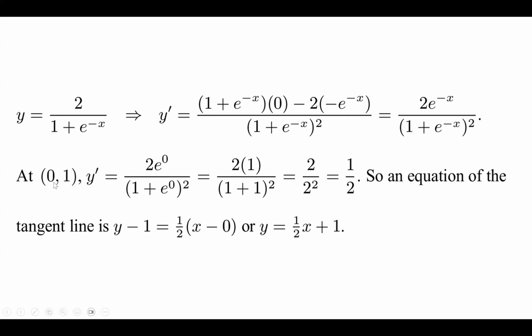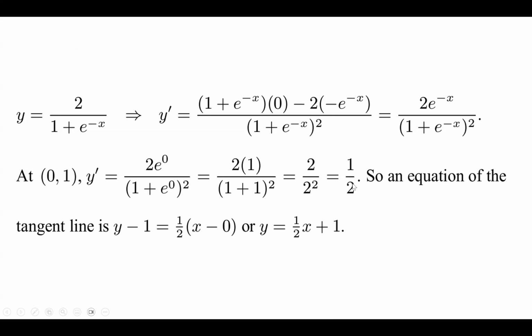Now here we say at 0 and 1, here we are going to substitute, which means the value for x is 0. So here we have 0 here, 0 here, and when we solve this problem, we get half. So an equation of the tangent line is y minus 1 equal to half, x minus 0. This is given to us, and they say we should find it, and the coordinate is given to us: x is 0, y is 1, the point. And they say we should find the equation of the tangent line with this point.